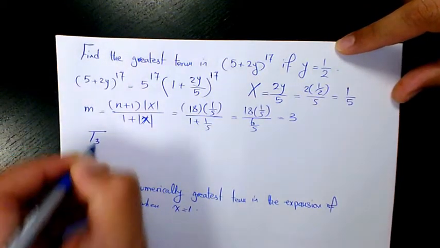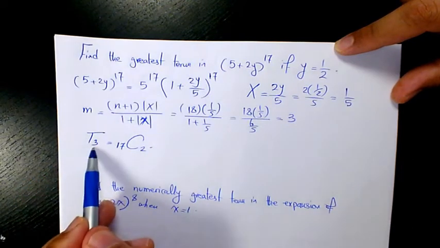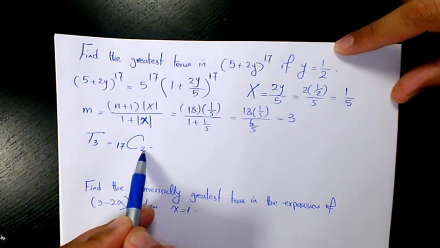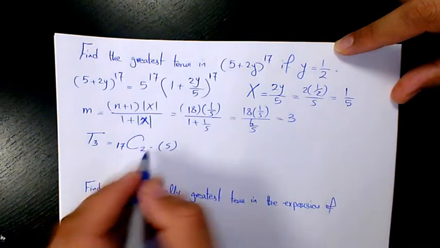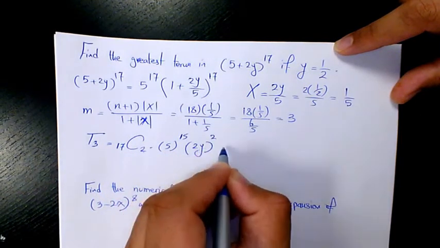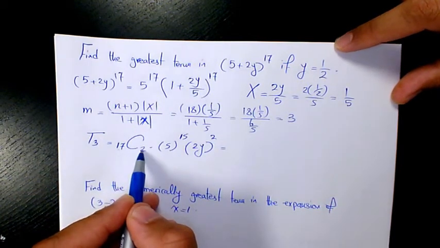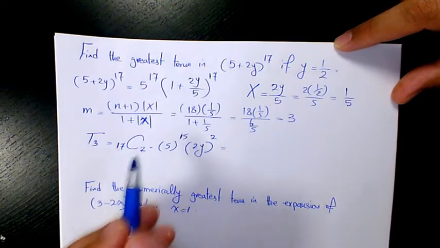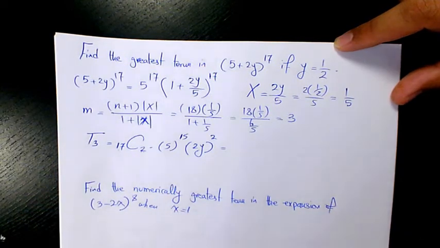So T3, which is going to be 17C2, because this one is r plus 1. So r is 2, times 5^(17-2), which is 15, times (2y)^2. 17C2 is going to be 17 factorial divided by 2 factorial divided by 15 factorial. So 16 times 17 divided by 2 is going to be 17 times 8. That's going to be 136.